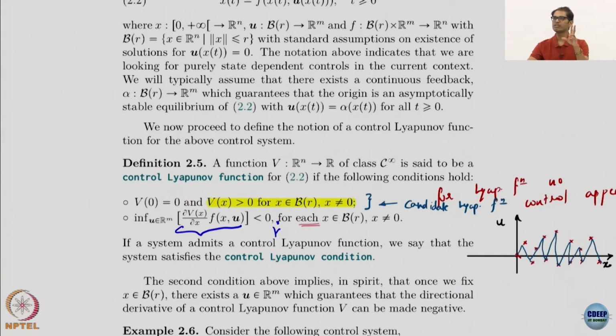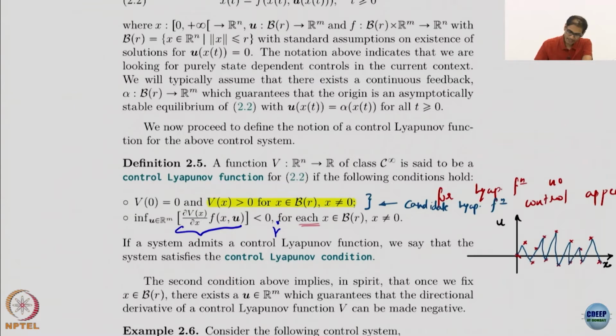What is this subtle difference? I am not implicitly saying that V dot is negative definite without the control or something like that. I am saying I should be able to choose a u such that V dot becomes negative definite for every x. This is very interesting. I am not necessarily defining a smooth control or even a continuous control. I am just finding some points here. The only thing that I am minimizing or finding the infimum over is the control.